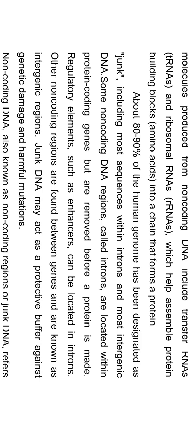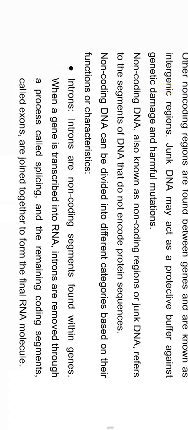Non-coding DNA, also known as non-coding regions of junk DNA, refers to the segments of DNA that do not encode protein sequences. Non-coding DNA can be divided into different categories based on their functions or characteristics. Introns are non-coding segments found within genes. When a gene is transcribed to RNA, introns are removed during a process called splicing, and the remaining coding segments called exons are joined together to form the final RNA molecule.